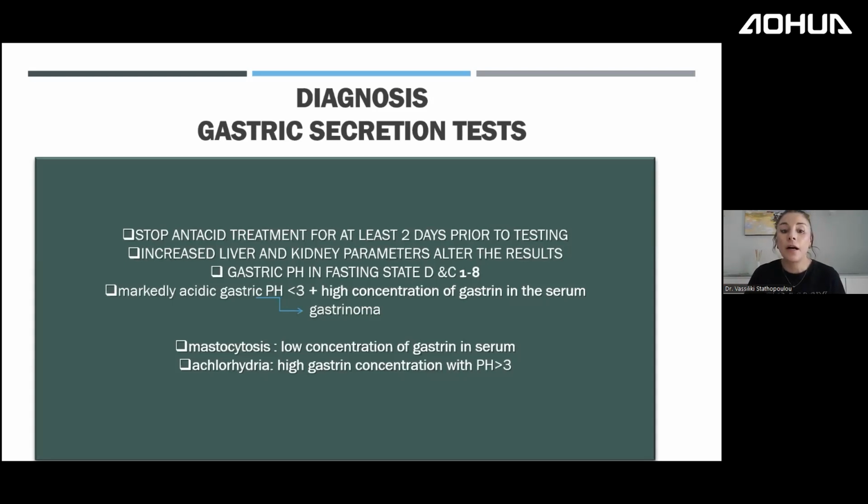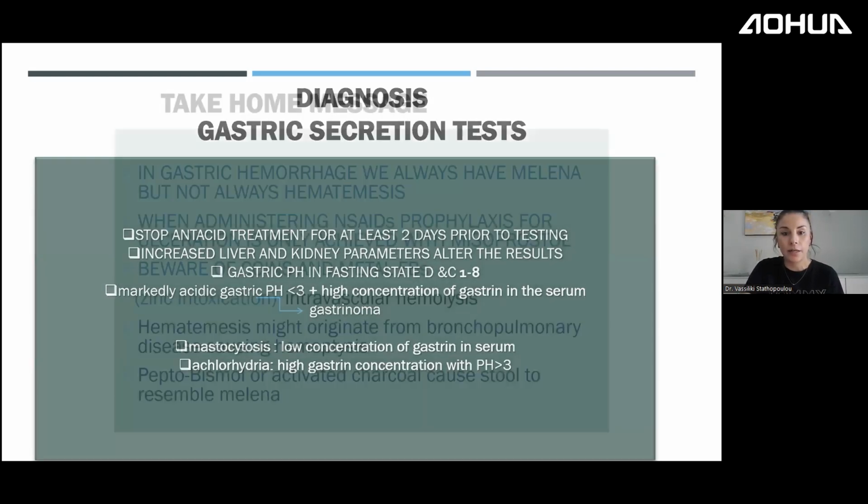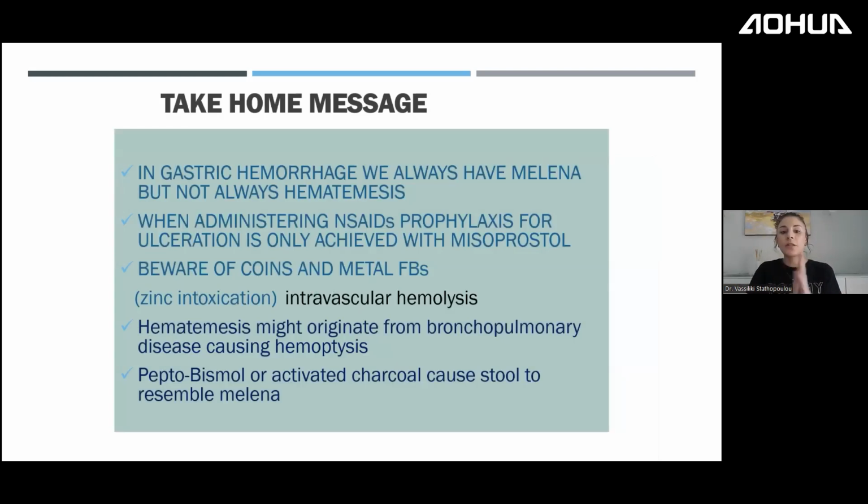So if you have a markedly acidic pH less than 3 and high concentration of gastrin, then this is gastrinoma. In mastocytosis, you have a low concentration of gastrin, and in achlorhydria, you have high gastrin with a higher gastric pH. So this is the differential diagnosis. So to sum up, in gastric hemorrhage, we always have melena, always, but you might not always have hematemesis, as we had in the last case.